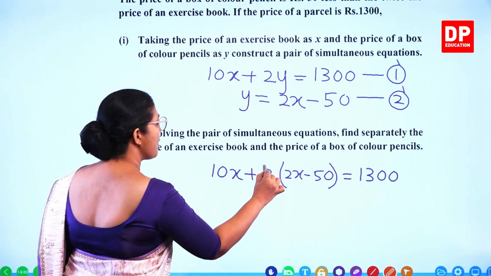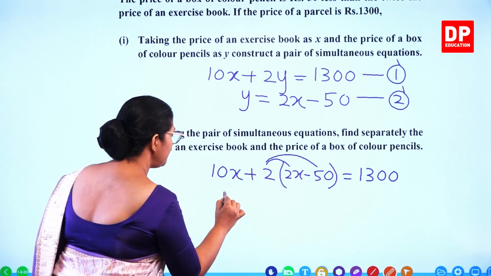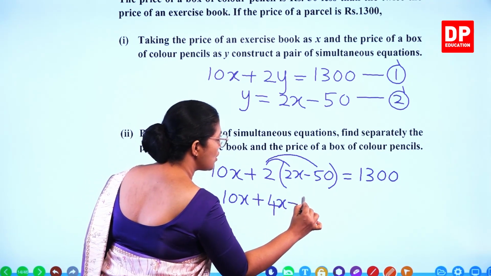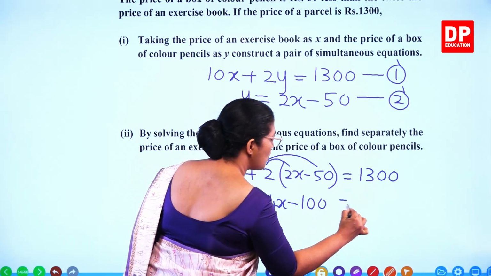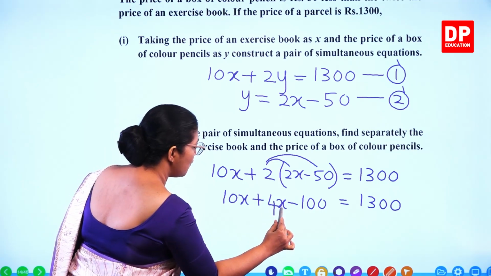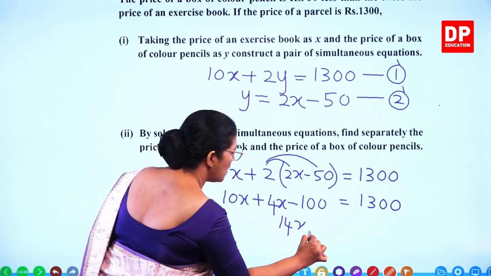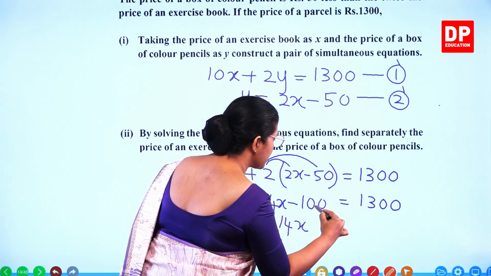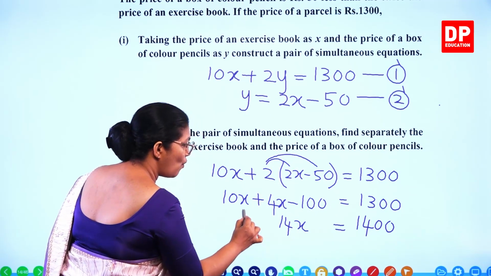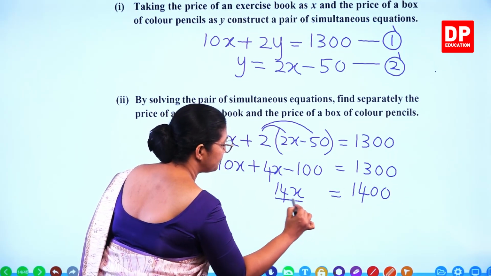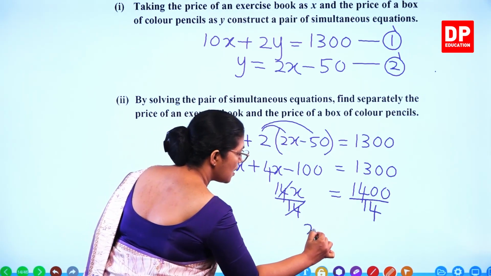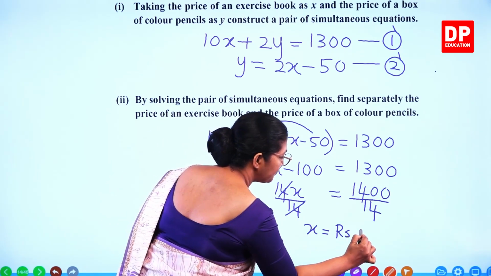Then multiply by 2. 10x plus 2 times 2, 4x, minus 2 times 50, 100, is equal to 1300. Then 10 and 4 becomes 14x equals 1300 plus 100, 1400 here. And then divide this by 14, you get the x value. So x becomes 100 rupees.